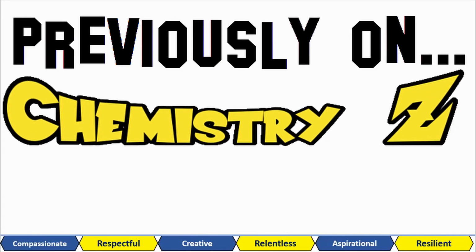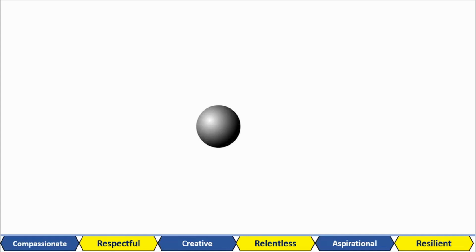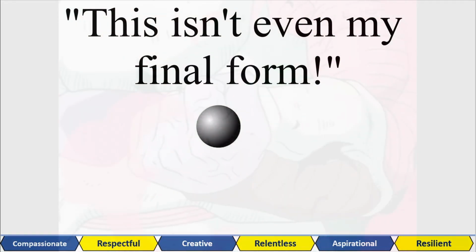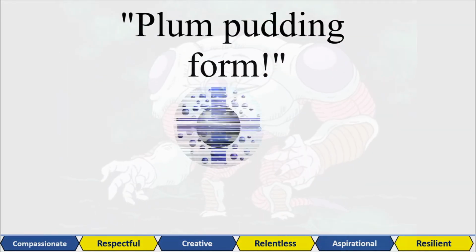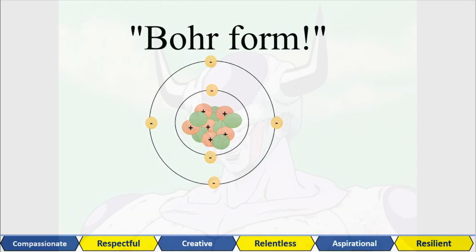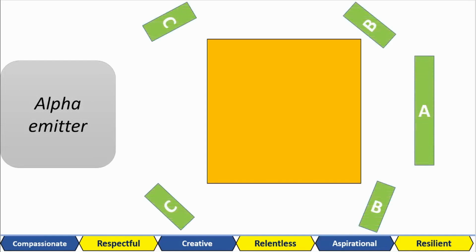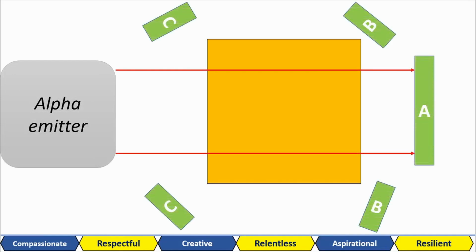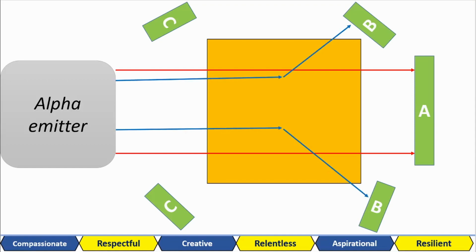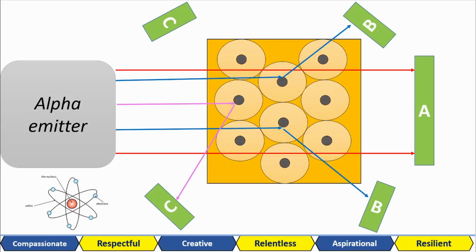Previously on Chemistry Z, our heroes had to battle with an ever-changing atomic model. This isn't even my final form. Plum pudding form. Nuclear form. Ball form. But by studying the experiments that these ancient scientists performed, our heroes were able to understand just why the atomic model kept changing so many times.